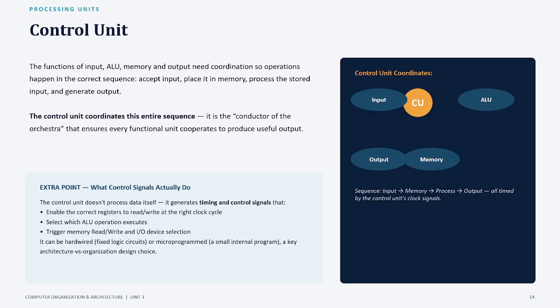Next is the control unit. The functions of input, ALU, memory, and output need coordination, so operations can happen in the correct sequence. So accept input, place it in memory, process the stored input, and generate the output. The control unit coordinates this entire sequence. It is the conductor of the orchestra that ensures every functional unit cooperates to produce useful output.